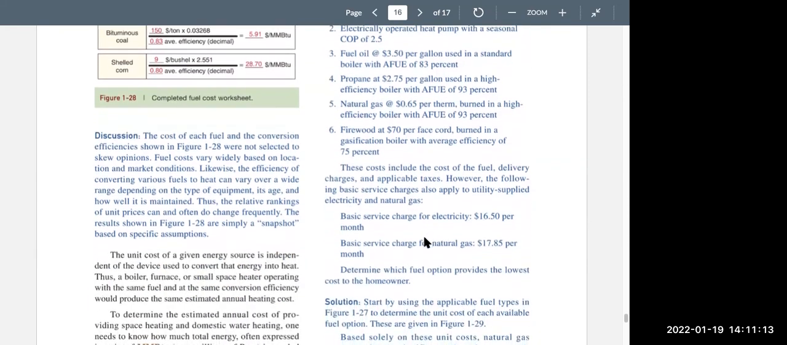Then what they do is just, what is your basic service charges? That's stuff that you can kind of ignore if you want, unless it's something that's built in there already. So you've got $16.50 per month for electricity. You got to add that cost. And then if you have natural gas, you got to add that. And that's true. You get a lot of fees added on top of everything else.